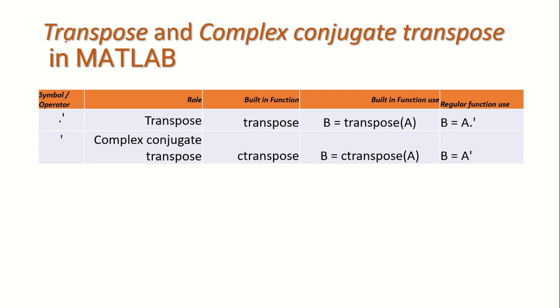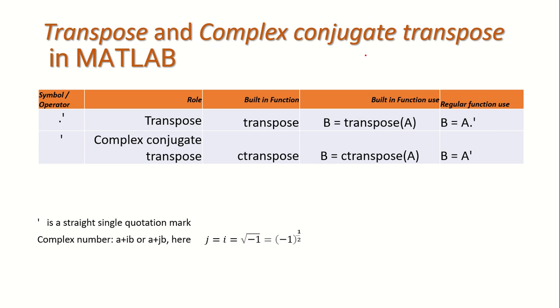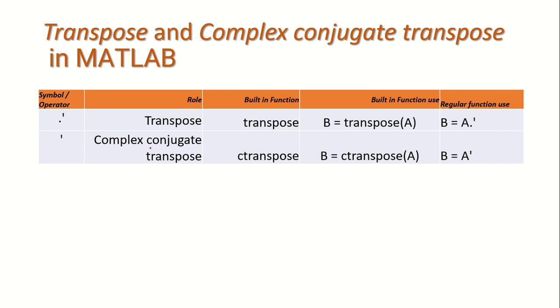Today we're learning about transpose and complex conjugate transpose in MATLAB, how it will work, and how we will find them. First we will see what built-in functions there are to find the transpose and complex conjugate transpose in MATLAB. There are two built-in functions: one is transpose and the other is ctranspose. Ctranspose implies complex. If you have a matrix of complex numbers, then how the transpose function performs, we will see with examples now.